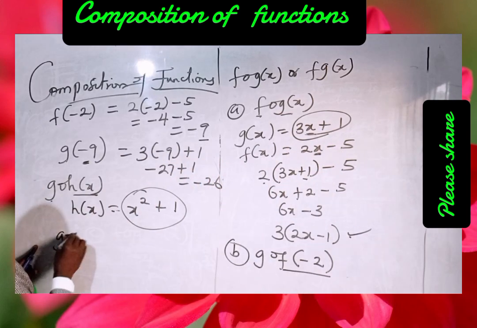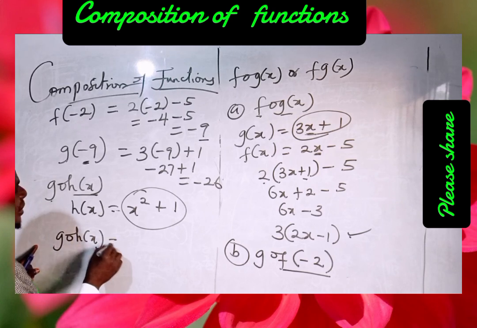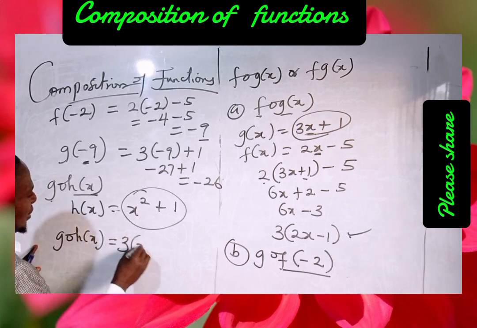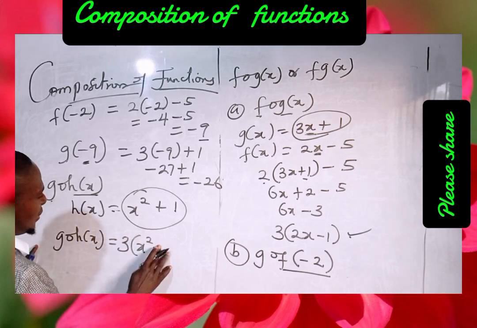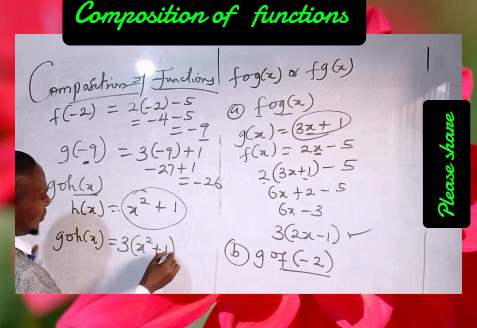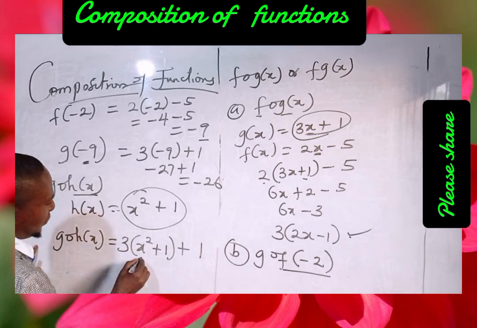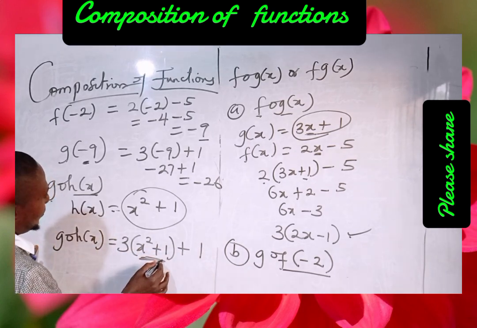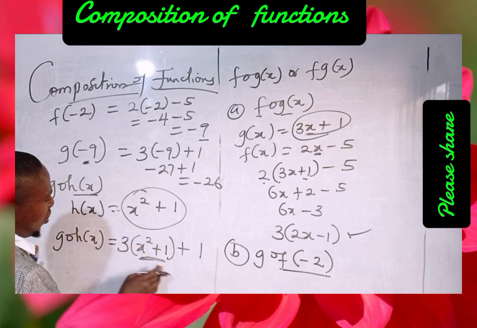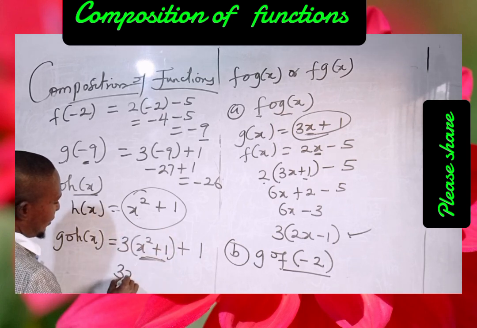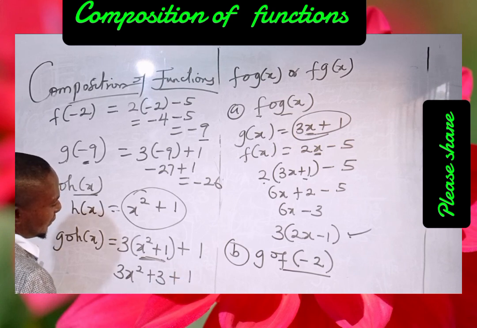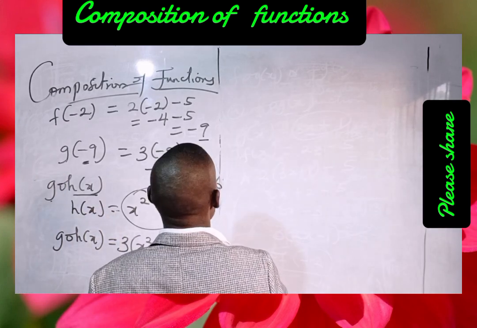So g of h of x is the same thing as 3 into x squared plus 1, plus 1. The whole of this is x, which is h of x. So open the bracket, we have 3x squared plus 3 plus 1. 3 times plus 1 is plus 3. This is the same thing as 3x squared plus 4. Very good.